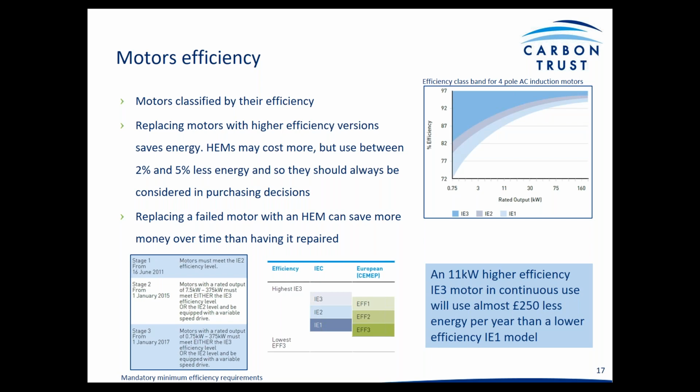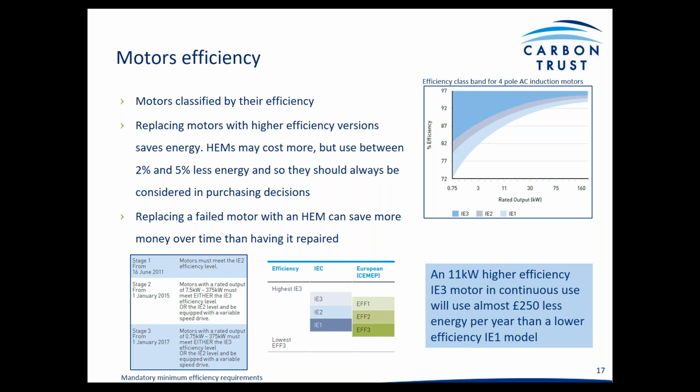We also need to take into account the legislation behind the efficiency of the motor. From January 2017, motors with an output between 0.75 kilowatt and 375 must meet either the IE3 level or the IE2 level, and they need to be equipped with a variable speed drive. Obviously, this is with a target to improve the demand and the usage of energy.